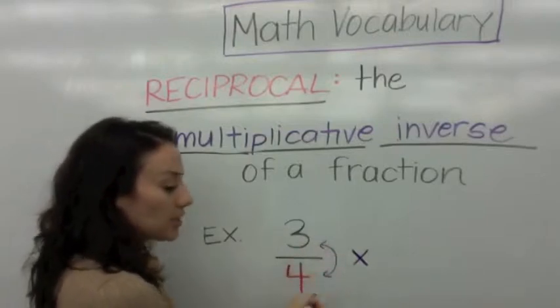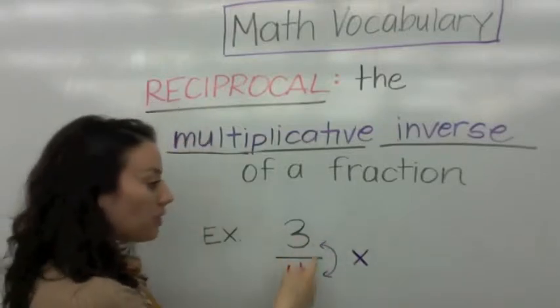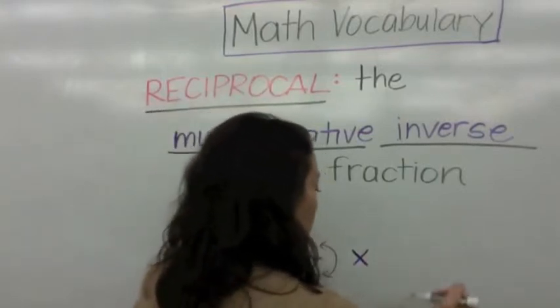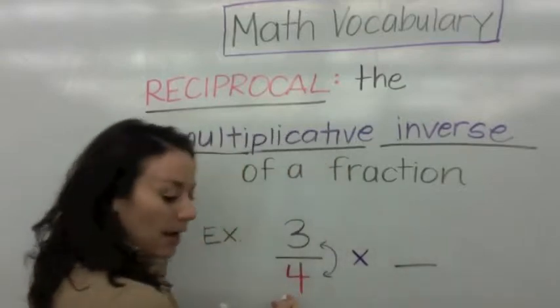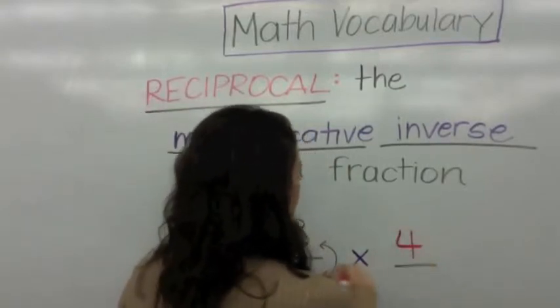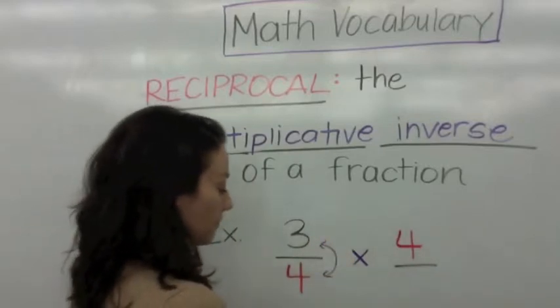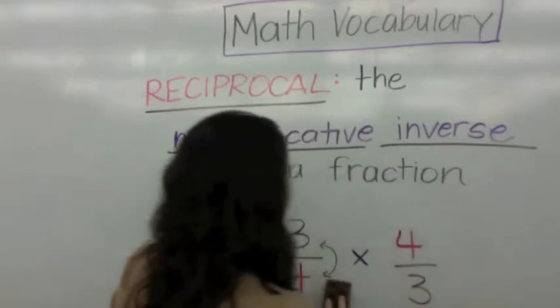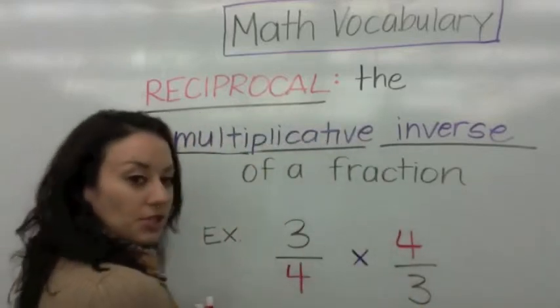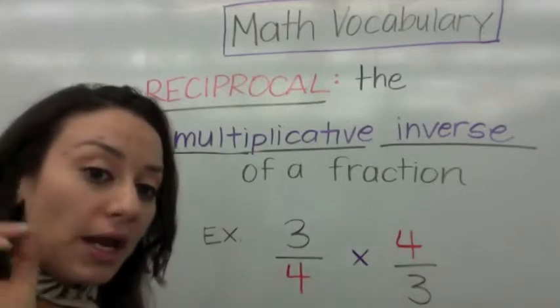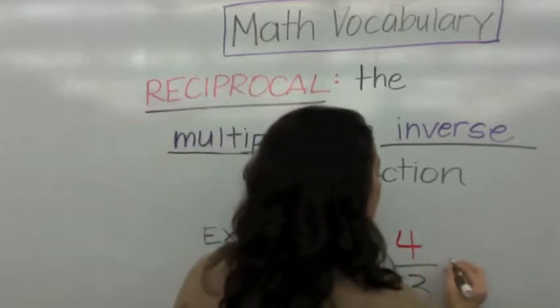They switch places. So what's the reciprocal of 3/4? When the bottom becomes the top and the top becomes the bottom, the reciprocal of 3/4 is 4/3. Do you see how they switched places? This is the reciprocal. Look at what happens when you multiply by the reciprocal.